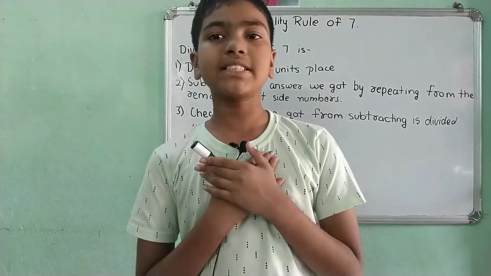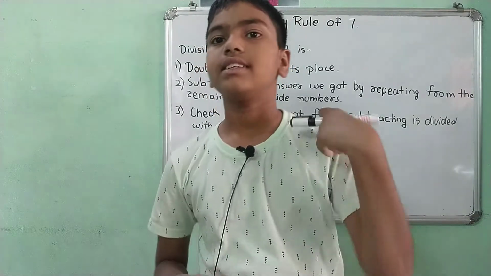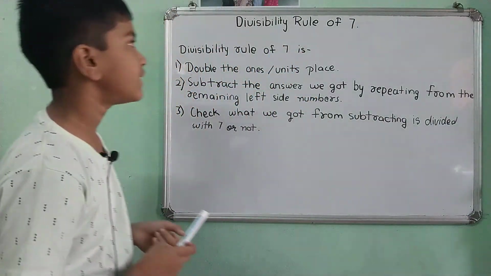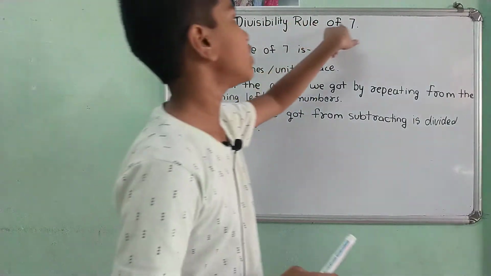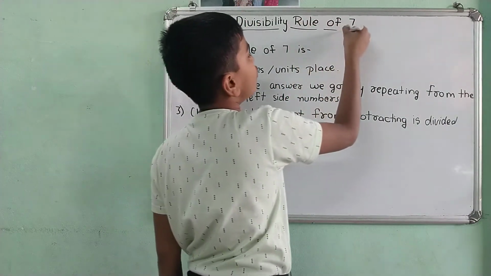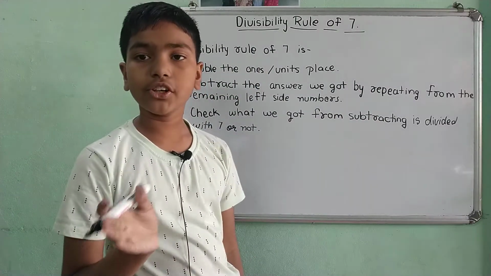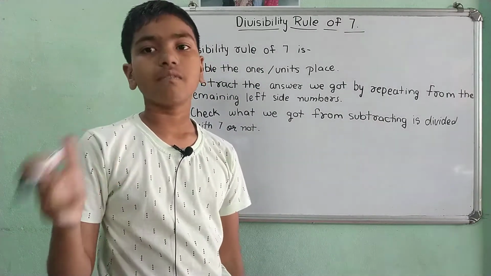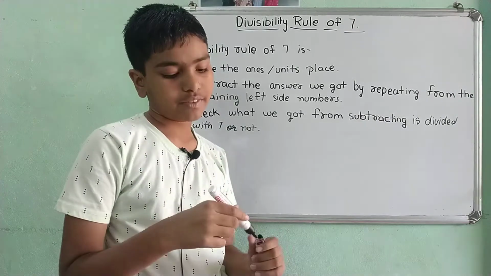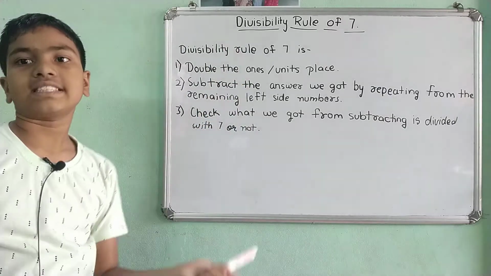Everybody. My name is Swara and today we are going to learn a concept called the divisibility rule of 7. Divisibility rule of the digit 7. So I have made videos on 2, 3, 5, 6. Now 7 was remaining. I have made the video on it, but I will explain it to you on a nice screen.